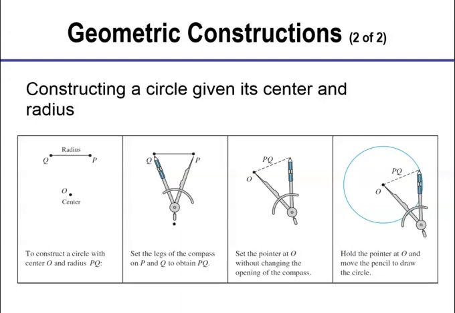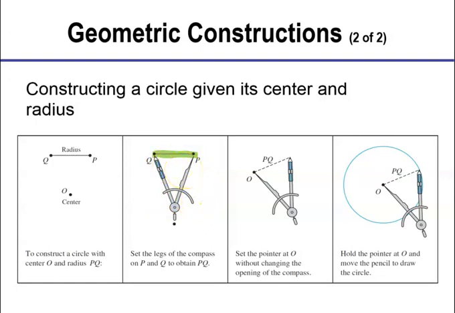Constructing a circle given its center and radius. So the first thing is we are given, okay, a center and a radius. So you have to have these 2 things to construct a circle. Okay, next box. All right, so set the legs of the compass on P and Q to obtain PQ. So you're trying to obtain this length, and you see how they set the compass up. Okay, your point doesn't necessarily have to be on Q or P, as long as you get that length.